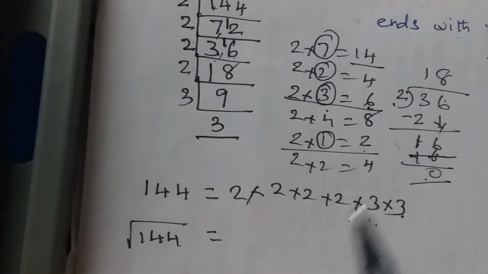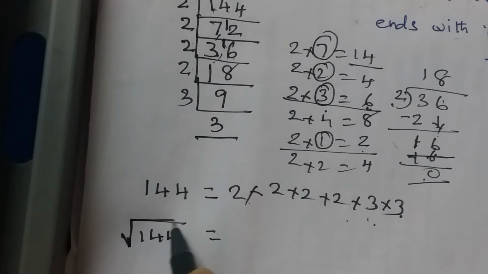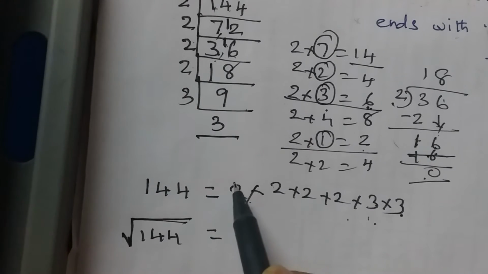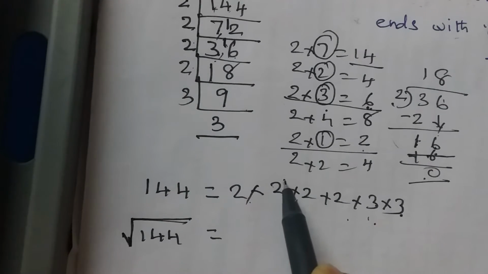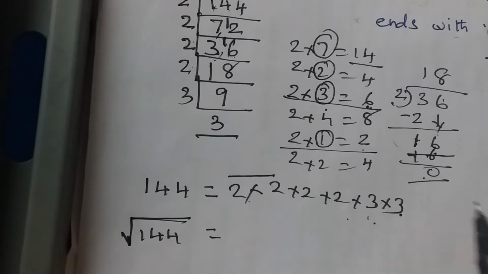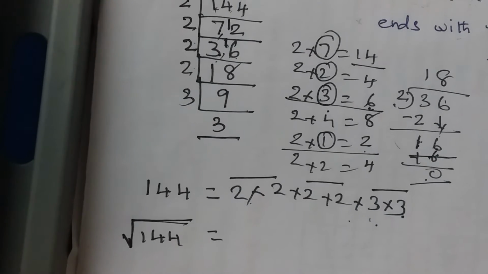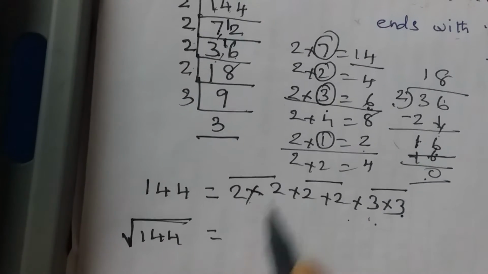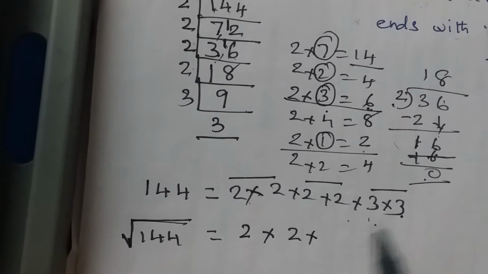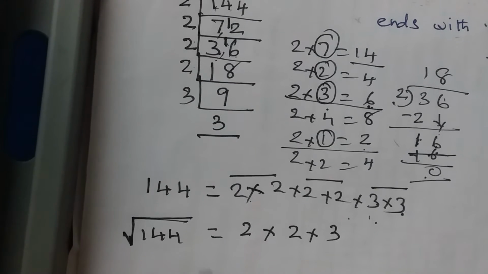Now we have to find the square root. What is the symbol of square root? This is the symbol. We put the square root of 144. How to find it? For every two same factors, we take one factor. We have to group two same factors. So for these two 2s, one 2. For these two 2s, one 2. For these two 3s, one 3. That is the root of 144.